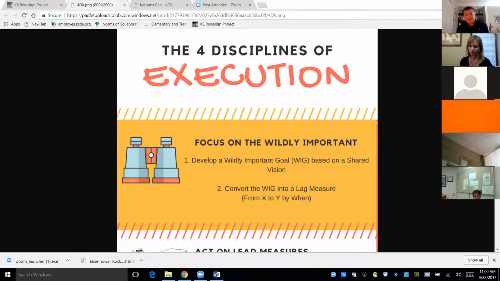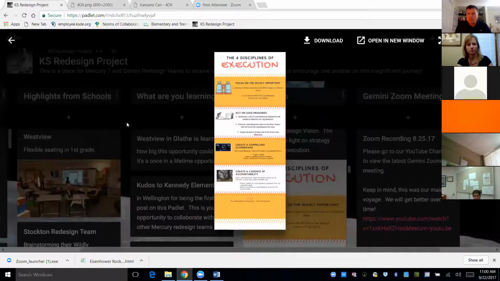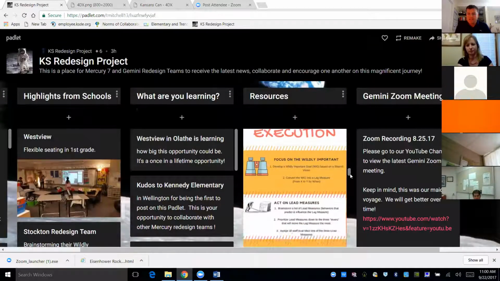They've got the vision. Some are still firming up their vision, and now they're wrestling with how do we take this vision, turn it into a goal, and make it measurable. So I'll show you a couple of examples. Tammy, if you could go back to the Padlet, that resource section, and show them the one that is Kennedy's vision.